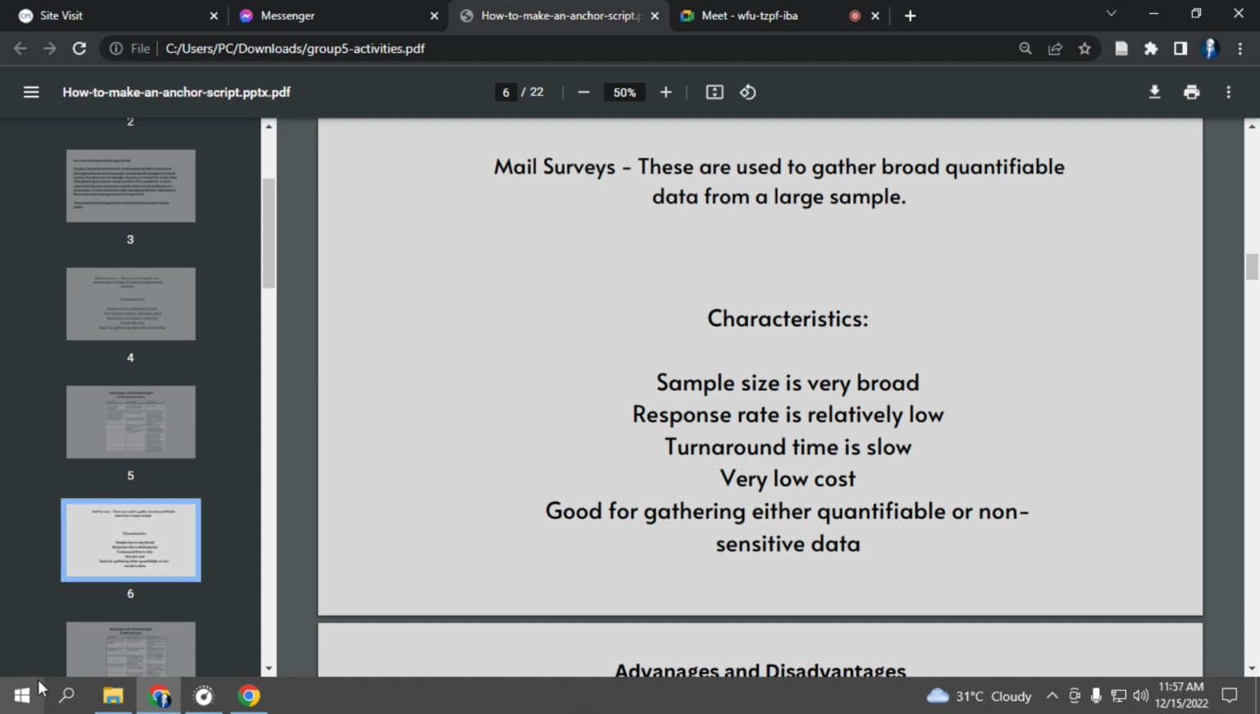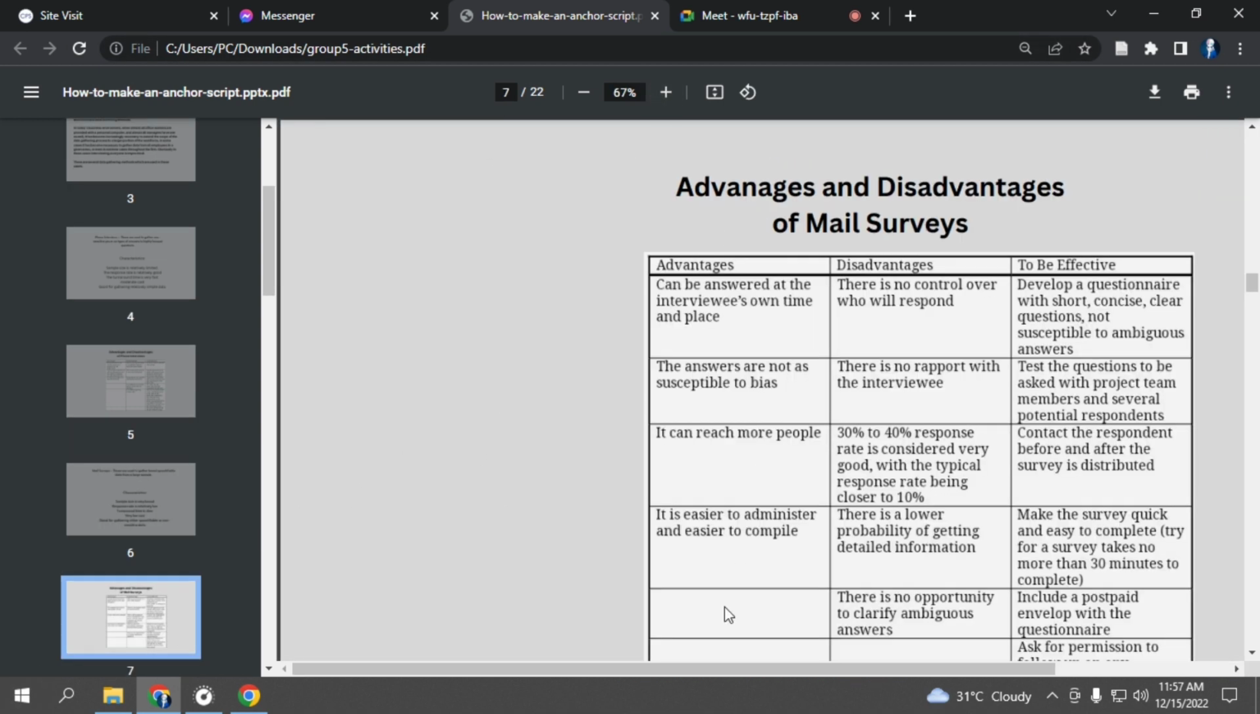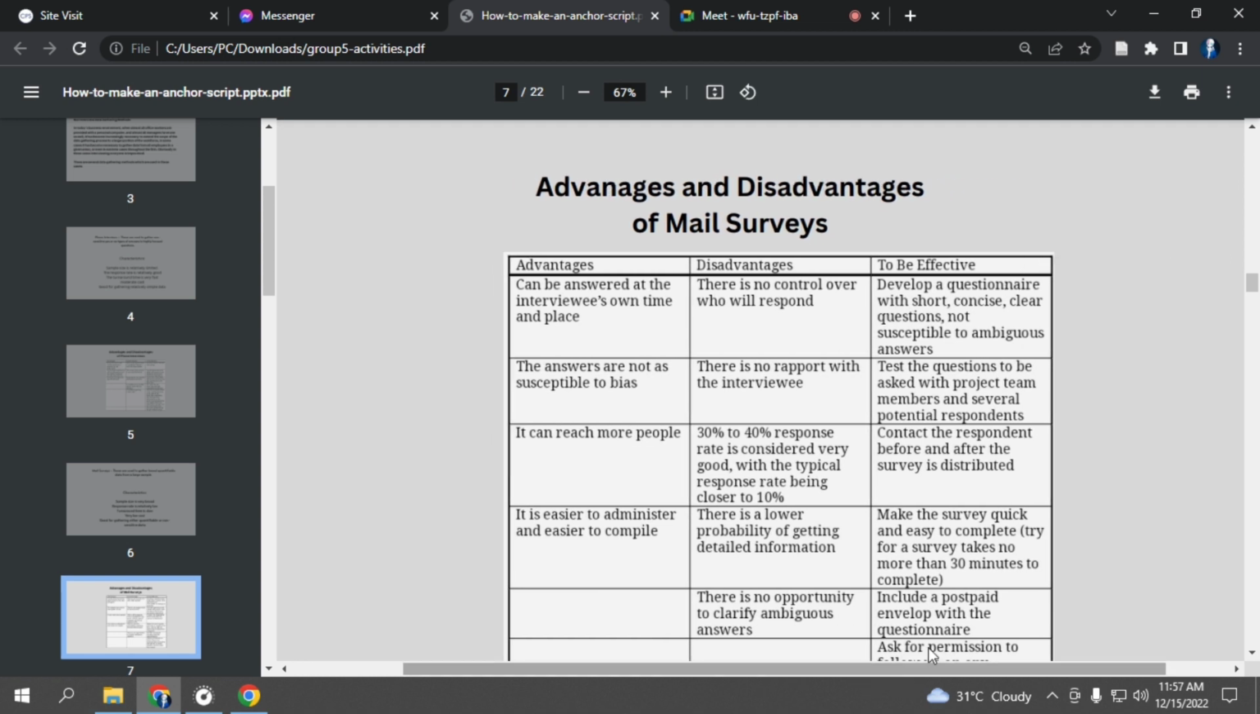Let's move on to the advantages and disadvantages of mail surveys. First, the advantages. It can be answered at the interviewee's own time and place. The second one is the answers are not as susceptible to bias. The third one is it can reach more people, and the last one is it is easier to administer and easier to compile.